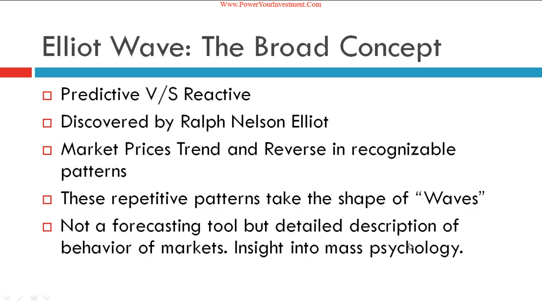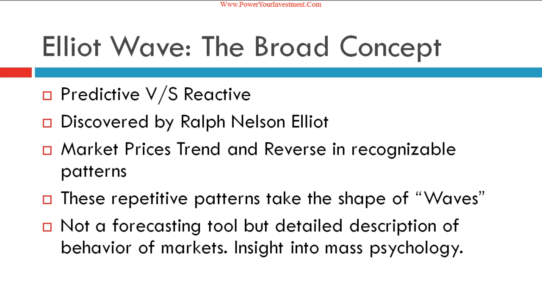Now the Elliott Wave theory was discovered by Ralph Nelson Elliott, and what he basically suggested was that the market moves up or down in recognizable patterns. He gave these recognizable patterns and structures, and he represented them in the form of waves. Or rather, what he found was that these structural movements in the market happen in the form of waves.